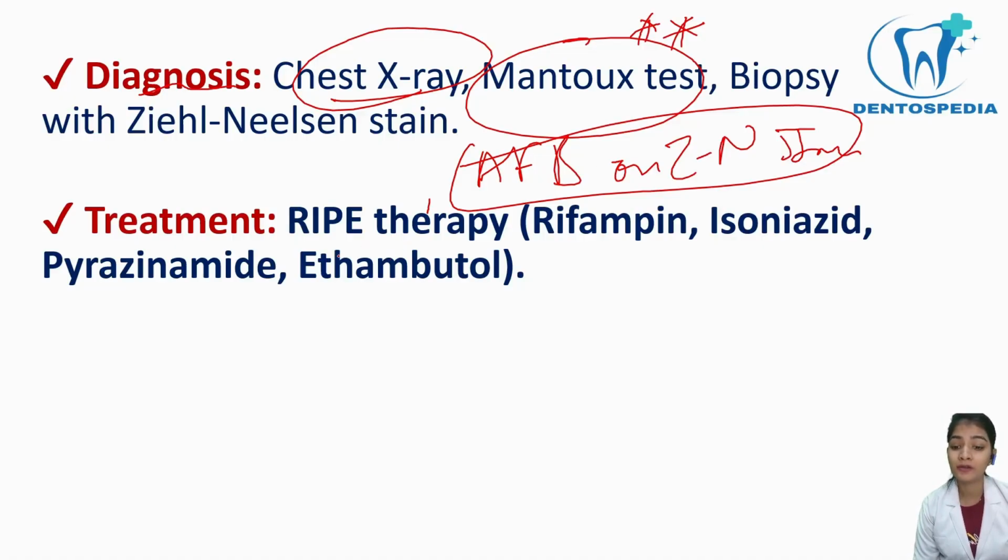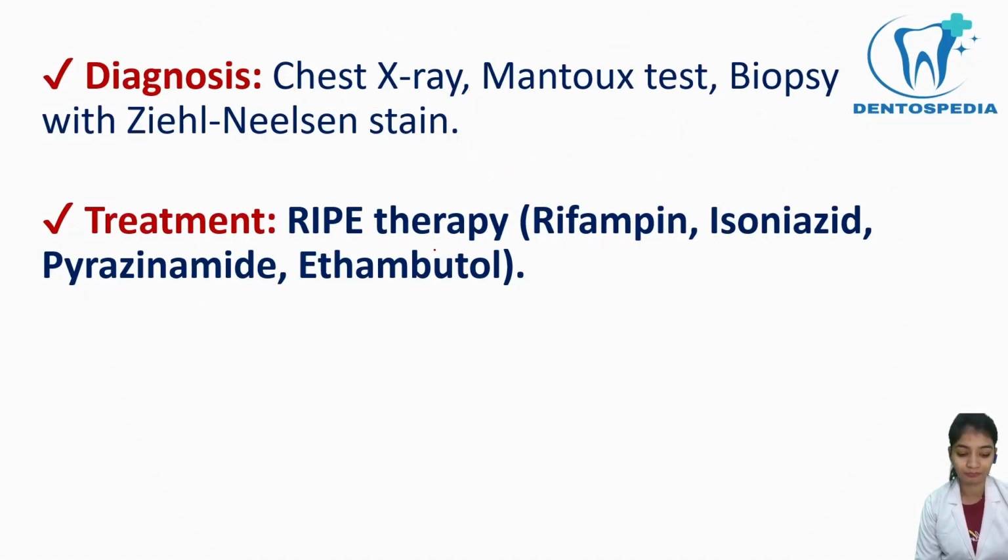Now see, the treatment. Treatment will be RIPE therapy, anti-tubercular drugs. It involves rifampin, isoniazid, pyrazinamide and ethambutol. So these are the treatment drugs. Dental treatment should be deferred until the TB is controlled.